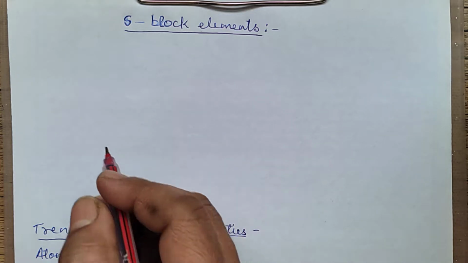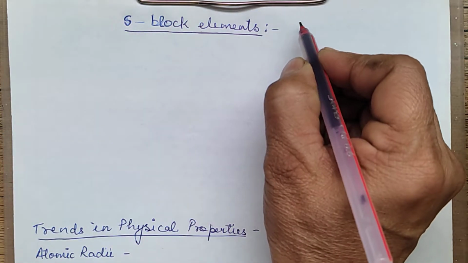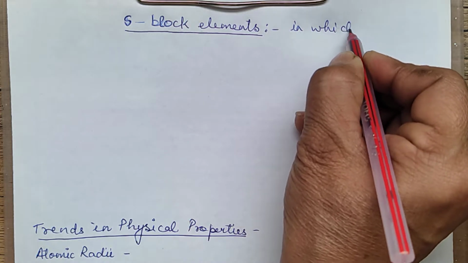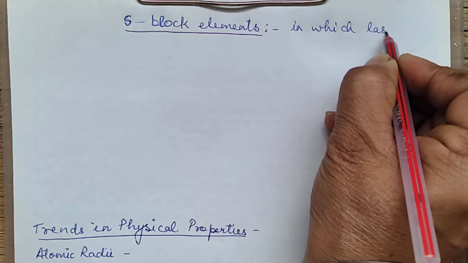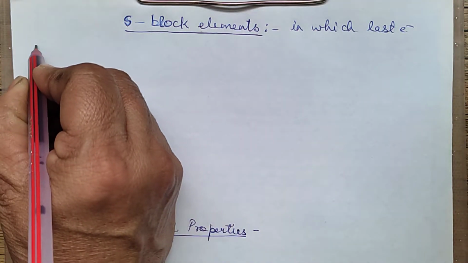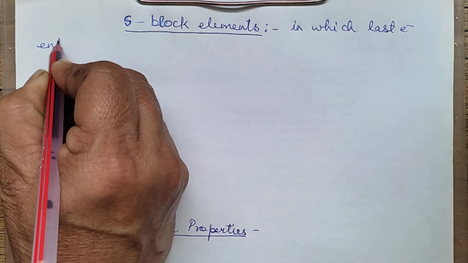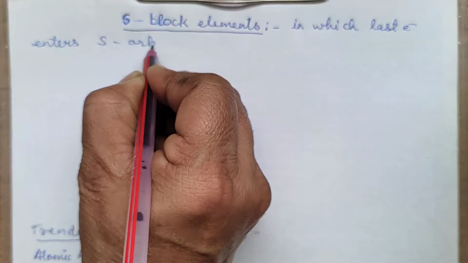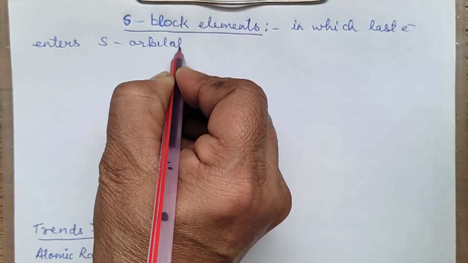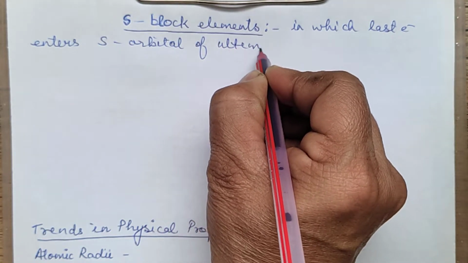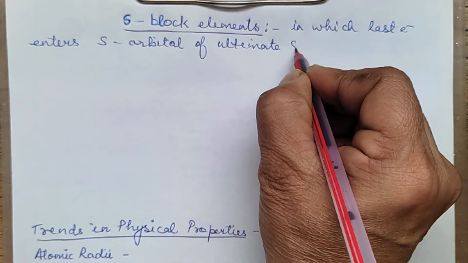What are S block elements? S block elements are those in which the last electron, or you can even write differentiating electron, enters the S orbital of the ultimate shell. Ultimate shell means the last shell.